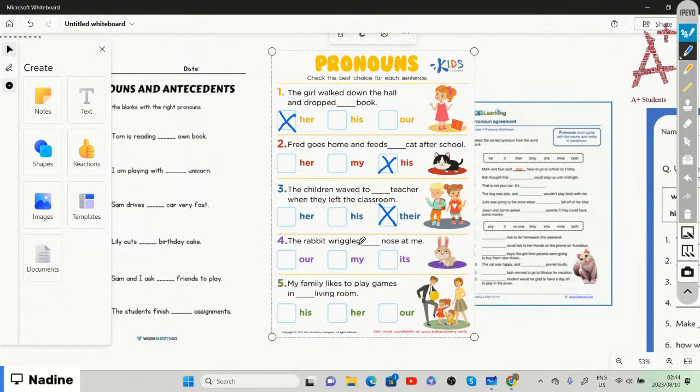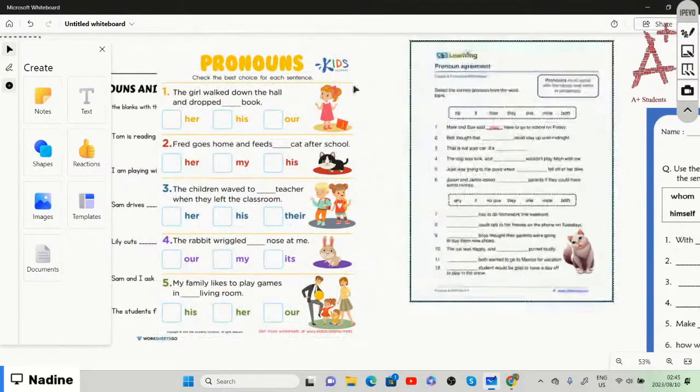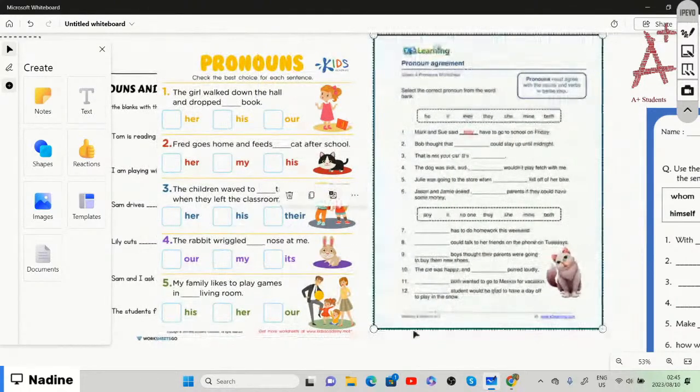The rabbit wiggled, we can say its nose at me. And then my family likes to play games in our living room. Our living room, meaning it belongs to us. So our living room. So that is the pronouns that we had to identify.